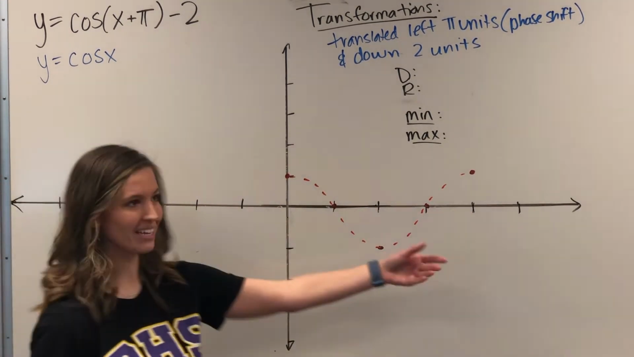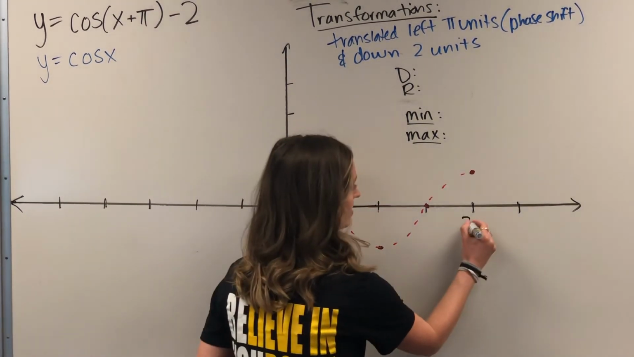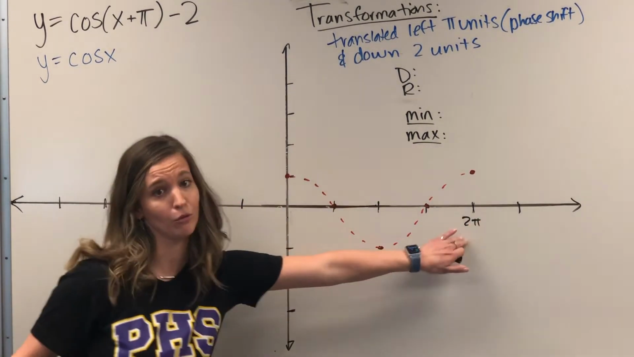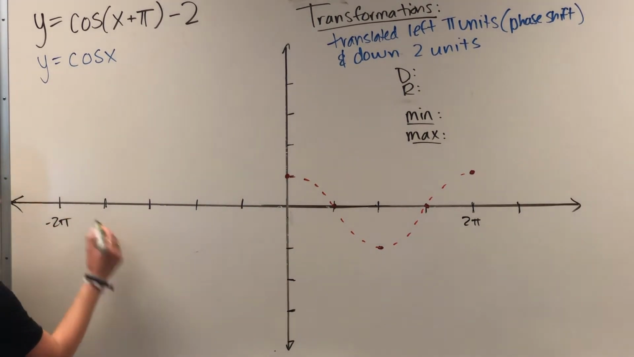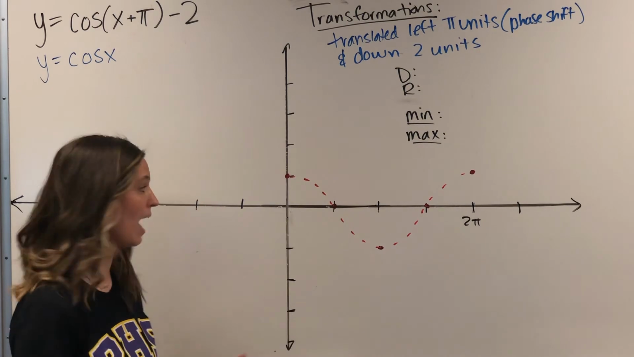Now something I'm missing here are labels. So if this is my original parent graph, we know it ends 1 cycle at 2 pi. So I'm gonna go ahead and label from 2 pi to -2 pi. It's not realistic to think our graphs are always gonna be labeled for us. So make sure you're getting in that habit of labeling.